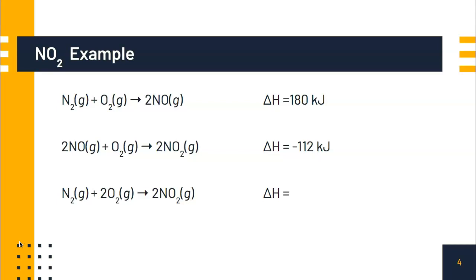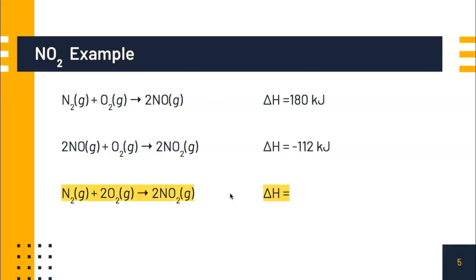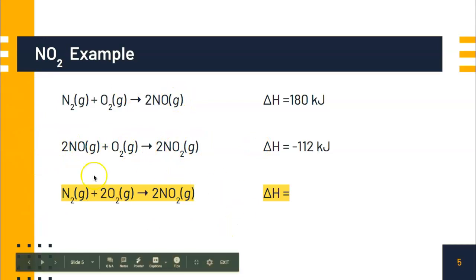So when we look at these three different equations, we can see pretty instantly which one it is that we're looking for that doesn't have a known enthalpy. Sorry about that. All right, and it's of course this third one, where our nitrogen gas reacts with oxygen gas to form nitrogen dioxide gas. That is our target equation. So what we're looking for is to make this reaction and this reaction add up to this reaction.